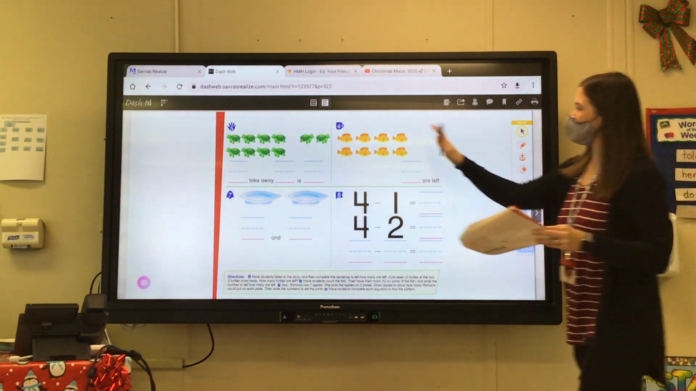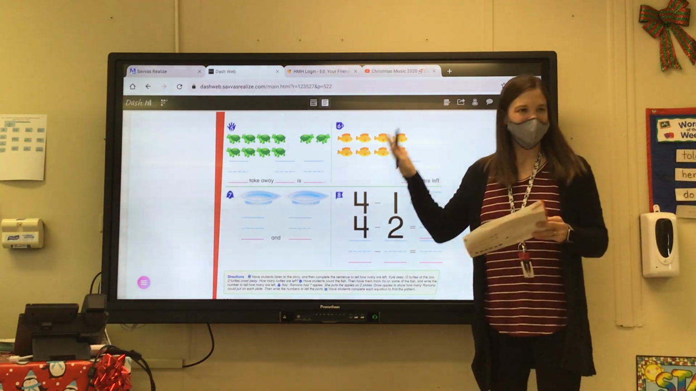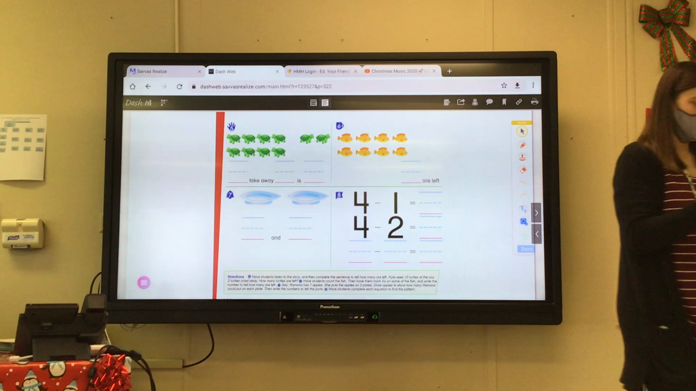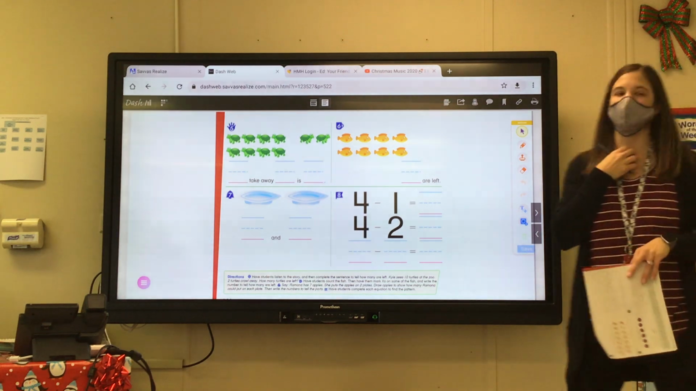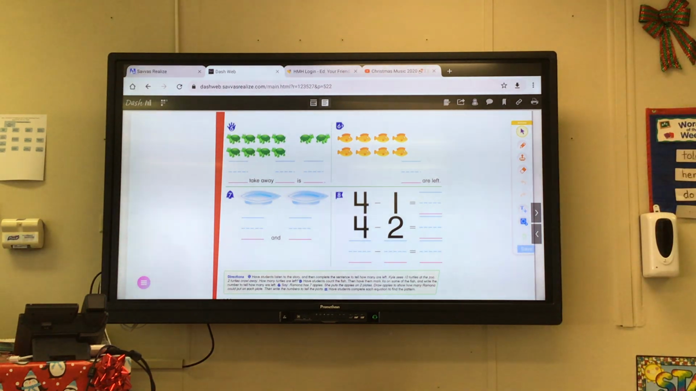So first you counted the fish, then you made some X's on some of the fish. And write to show how many are left. The ones you did not put X's on are what's left. How many are left after you put your X's? Very good. That's a good one. All right. Awesome.